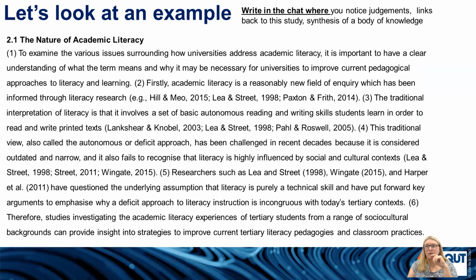Okay, here's an example. This is from the next one we're looking at, which is a final thesis. Remember, we looked at the table of contents, and 2.1 was the nature of academic literacy. So this is that first paragraph of the first section. There's been information before to set the reader up. Then this is section 2.1. Having a look at this, do you notice any judgments? Do you notice links back to the study? Do you notice any synthesis? You can pop into the chat if you notice anything.